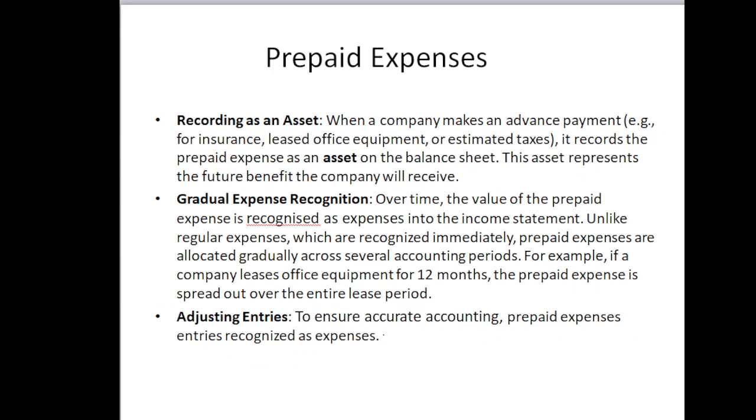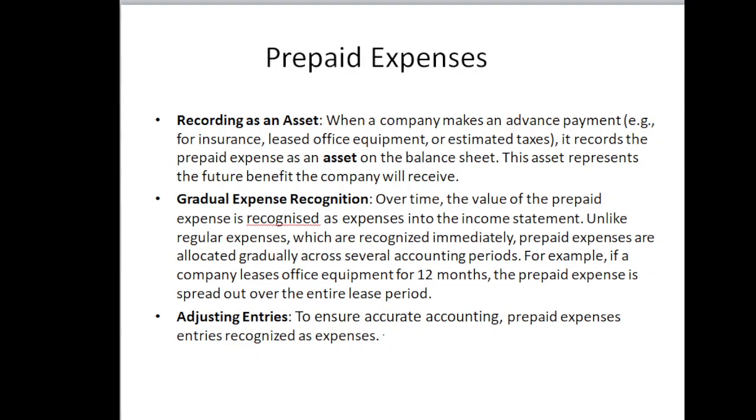Here we will discuss another expense, prepaid expenses. What are prepaid expenses? Prepaid expenses are expenses we pay in advance. Recording as an asset. When a company makes an advance payment for insurance, leased office equipment, or estimated taxes, it records the prepaid expenses as an asset on the balance sheet. The asset represents the future benefit the company will receive.